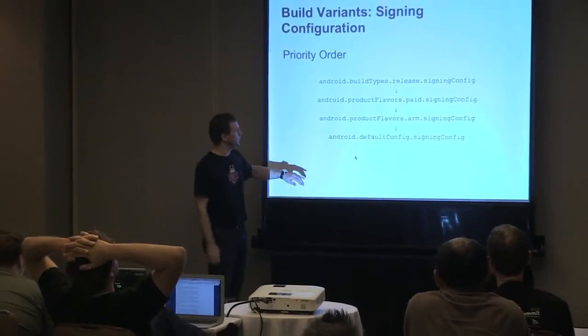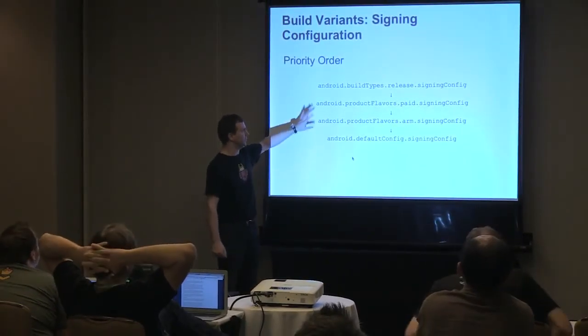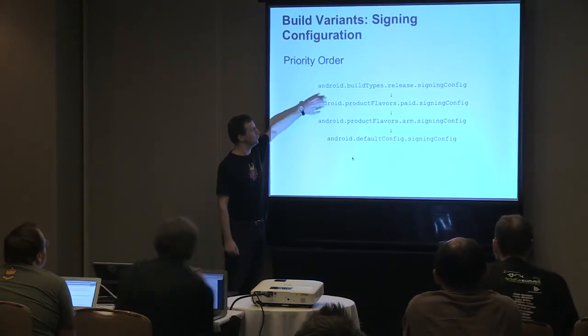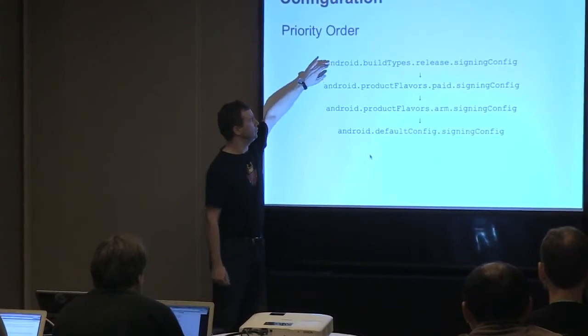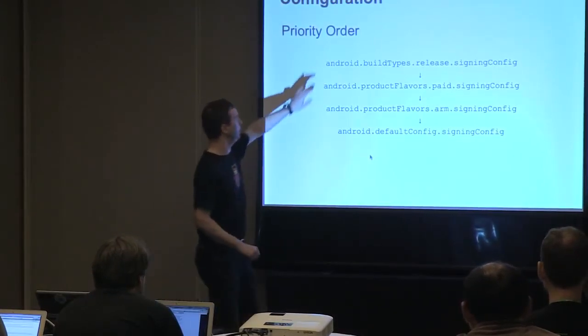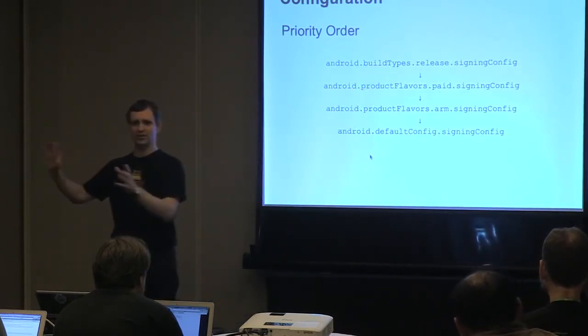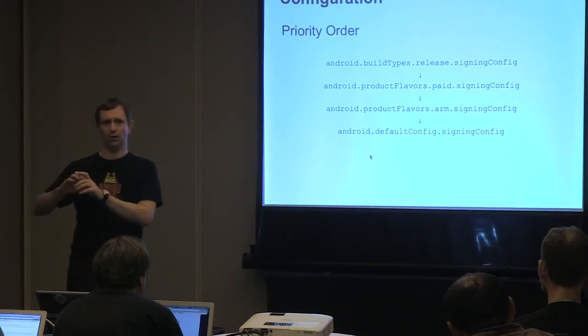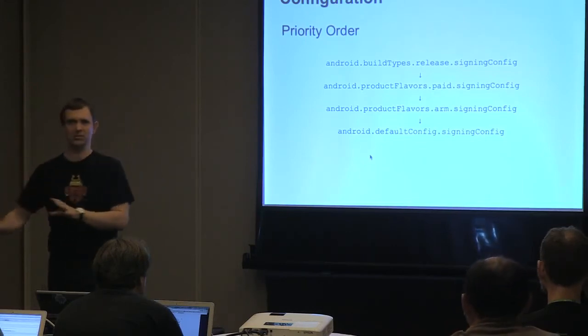So the idea here is you have 2 ways of signing, right? You can either put your signing configuration in the build type, or you can put it in your flavor. The advantage of putting it in your build type, so for example, debug, right? The debug key is in Android build type debug. And that way every debug version, every flavor, every variant that is a debug gets signed with the same debug key.